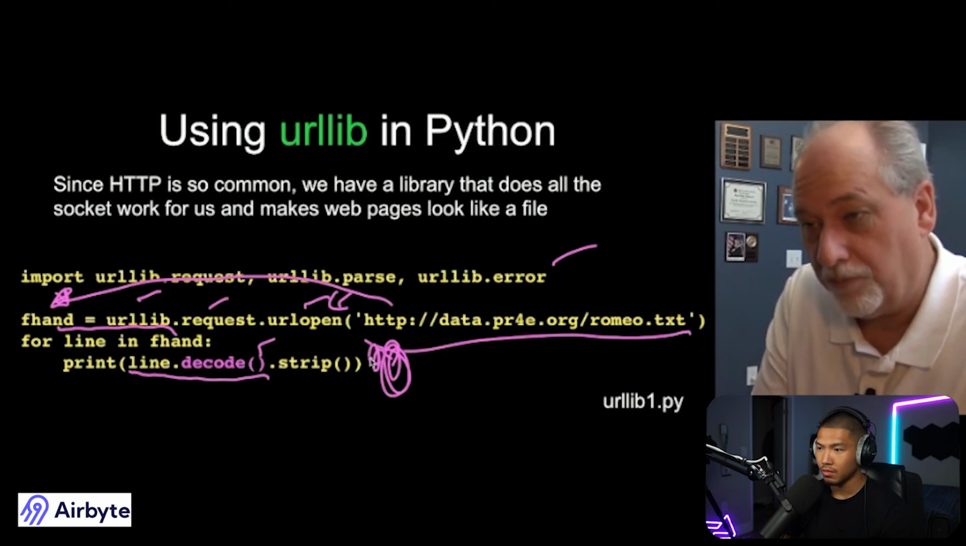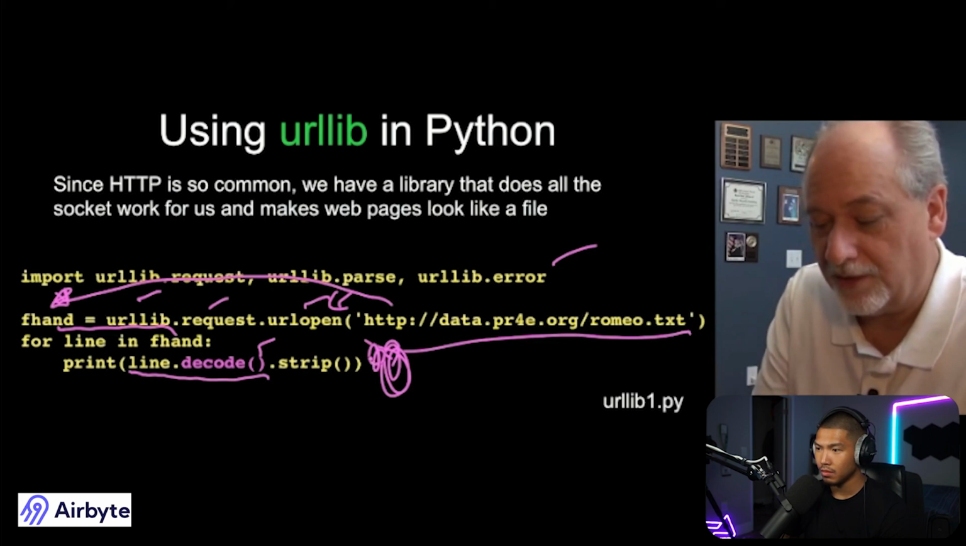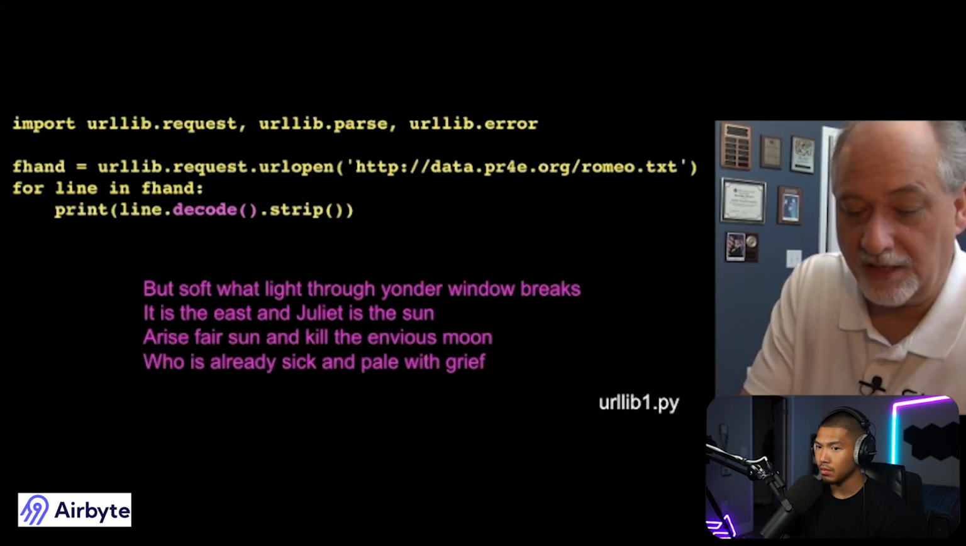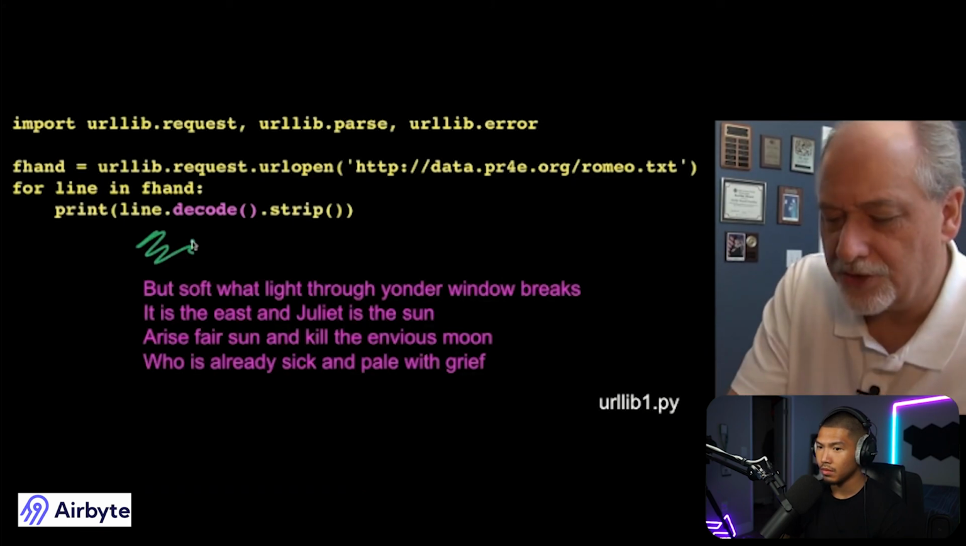So that's like open file, read through it, and print it. This is open URL, read through and print it. And that's as simple as it is. And so that's what happens. This is romeo.txt, and it prints out. Now the thing to notice is that there are no headers here. The headers have been consumed in the urlopen.